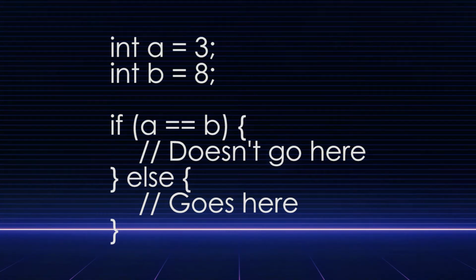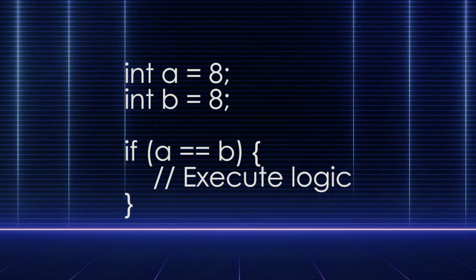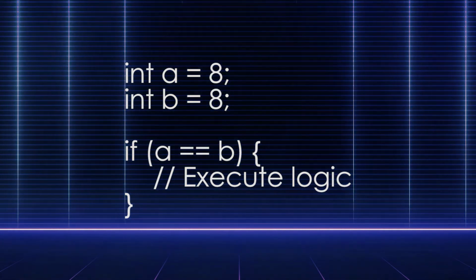The else statement is optional, so you could just have if a is equal to b and then execute some logic between the curly braces. Otherwise, it could just skip that logic and do nothing else.